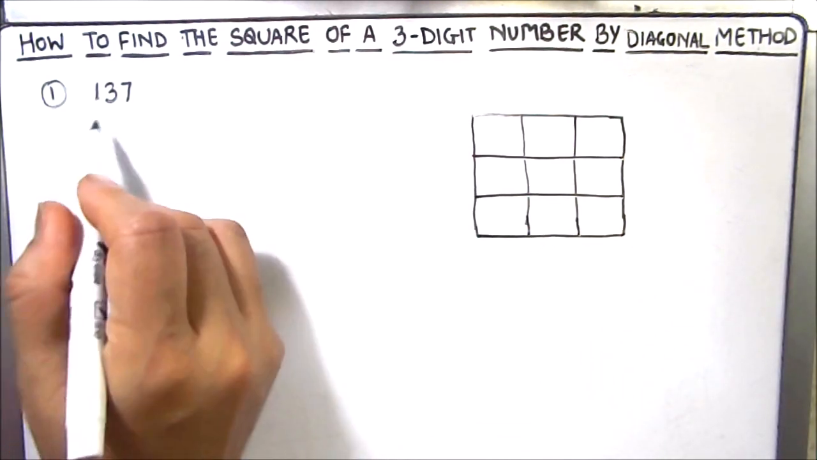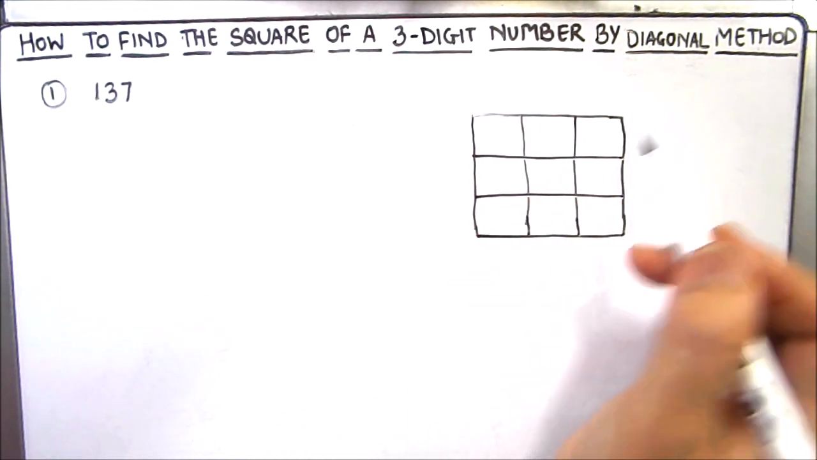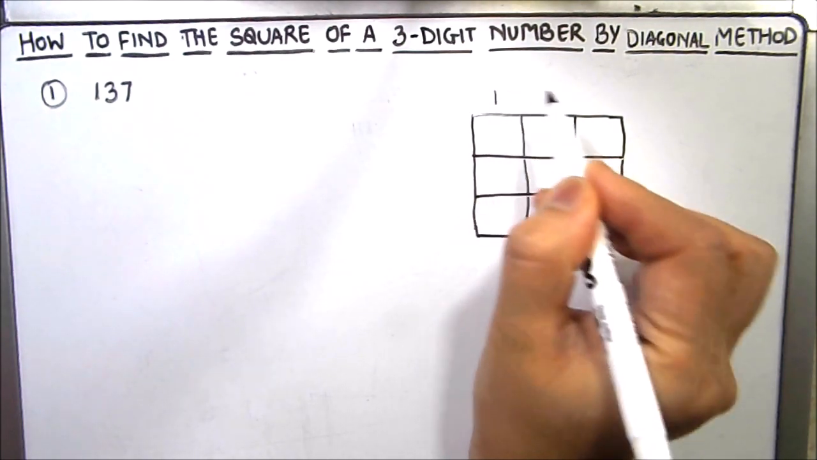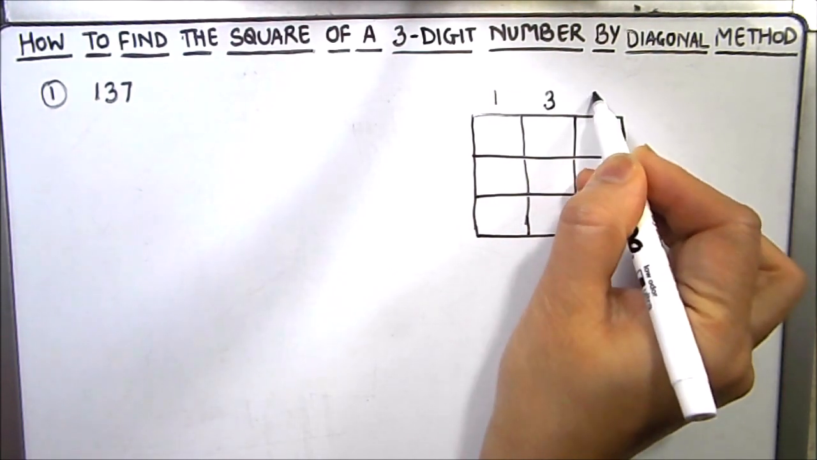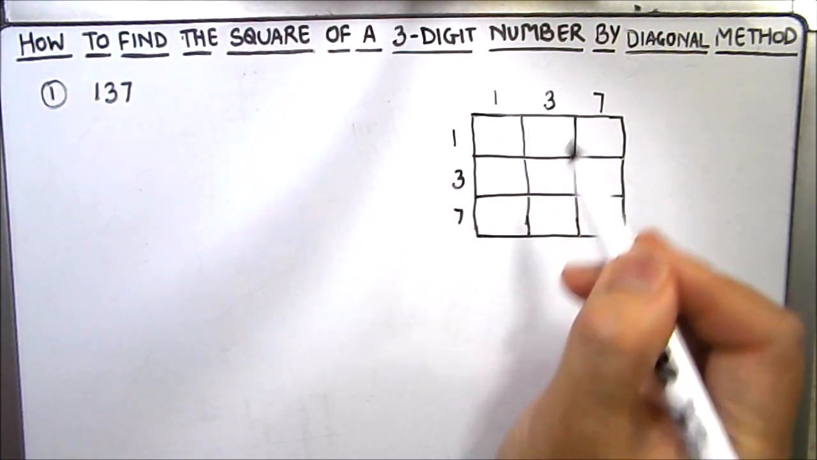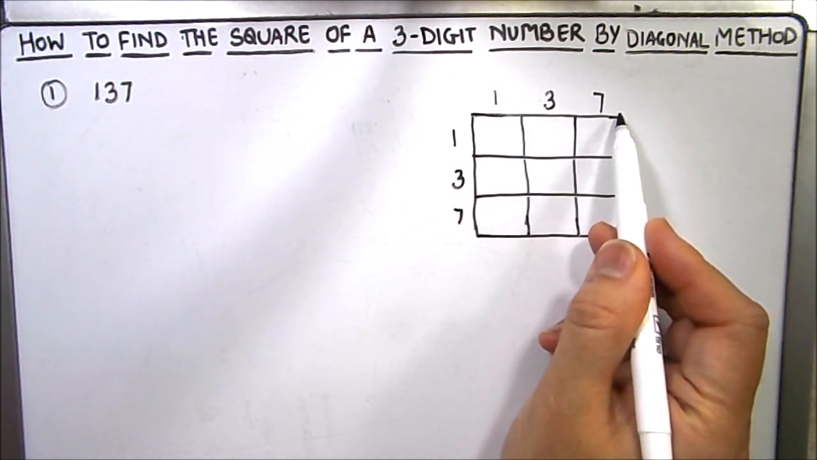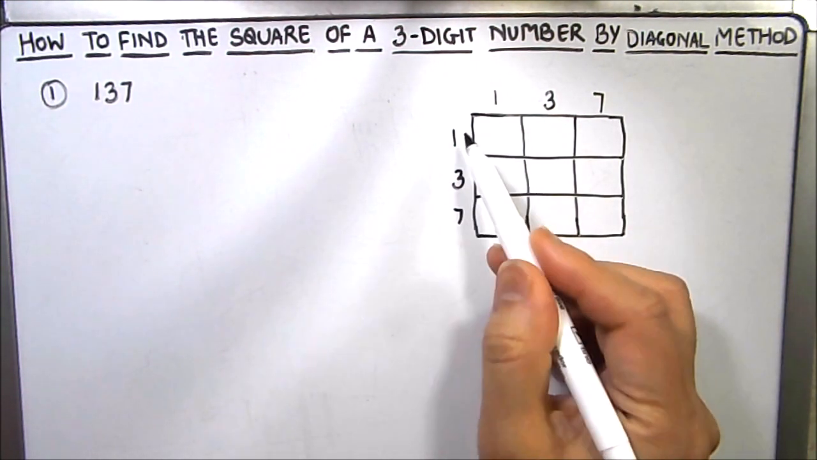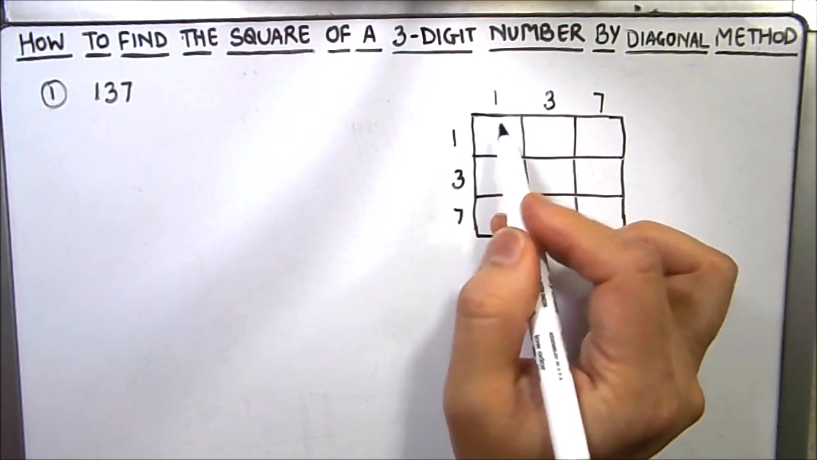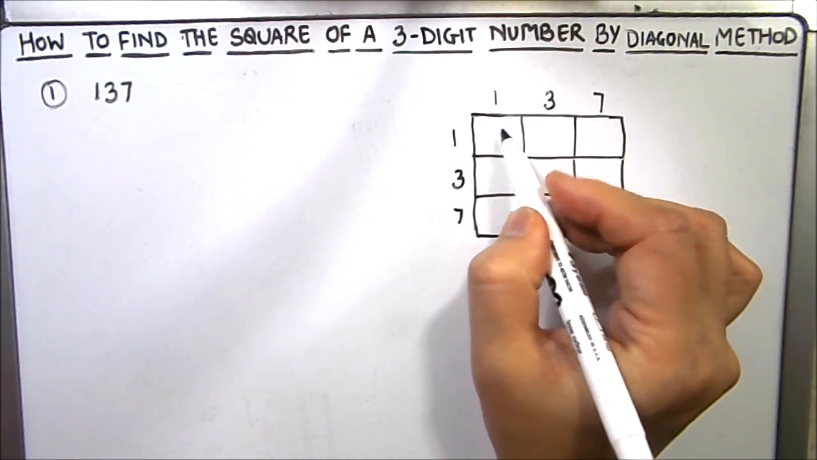Now we'll write the digits of our 3-digit number on top of the square horizontally and vertically too, as shown here. So we'll write 137 here and 137 here on the left hand side of the square. So 137 horizontally and 137 vertically. Now multiply each digit on the left with each digit on the top of the square. So 1 times 1 is 1.